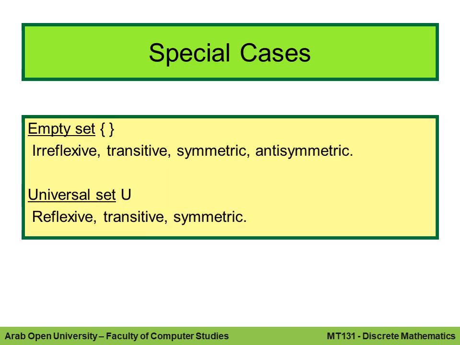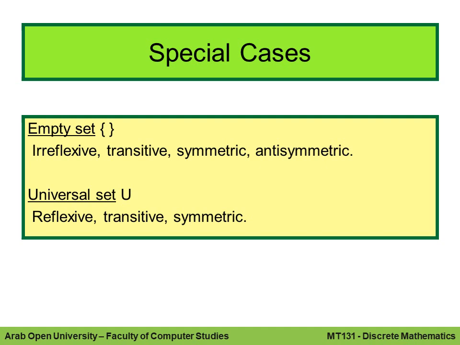The special case we already mentioned, the empty set, is a special relation. This is a relation that has no ordered pairs. Nothing is related to anything. Most conditions will be satisfied by default. The relation is considered to be irreflexive, transitive, symmetric, and antisymmetric.